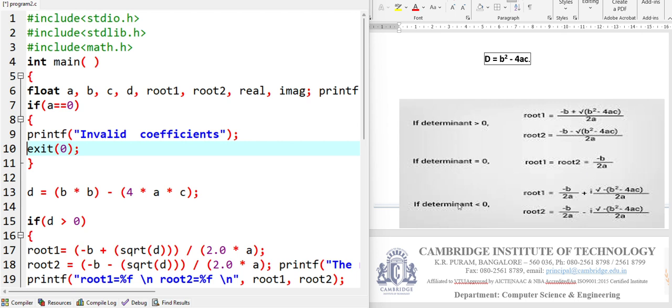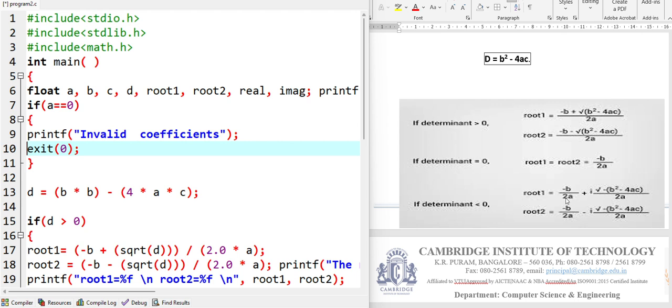Now, if the discriminant is less than 0, then what will be the nature? The roots will be imaginary, because inside the square root we are getting minus. Discriminant less than 0 is nothing but some minus value. Within the square root, if we are getting some minus value, then that becomes an imaginary value, right?